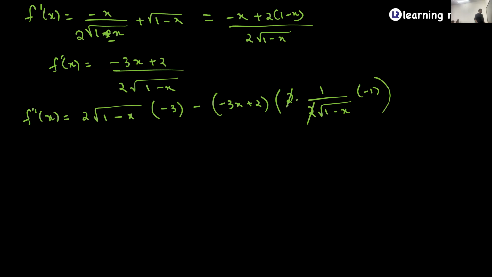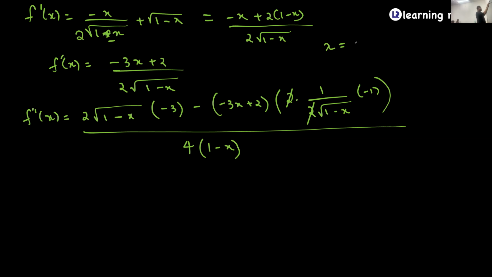So 2 and 2 get cancelled. The whole divided by the square of 2 root of 1 minus x. The square of 2 is 4, and the square of root of 1 minus x is 1 minus x. So all that we need to do is take x equal to 2 by 3, the critical point, and substitute it. Don't simplify this expression.